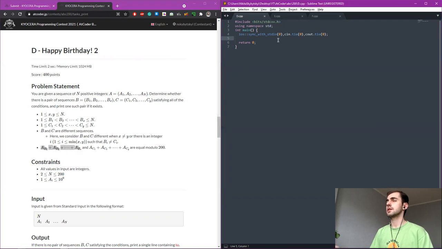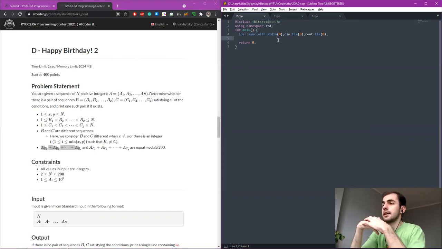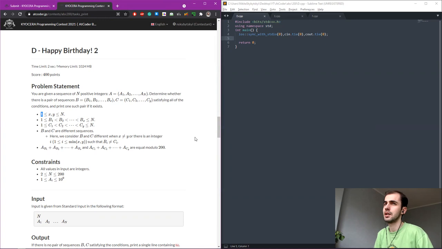So the number of subsequences that you can have is of course 2 to the power of the number of elements, so 2 to the power of n, and then minus 1 because you don't count the empty subsequence technically. So as soon as 2 to the power of n minus 1 is greater than or equal to 200, then we are 100% certain that the answer is yes, and we just have to find them.